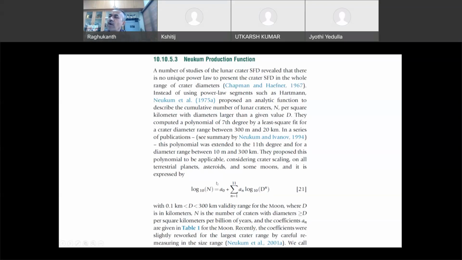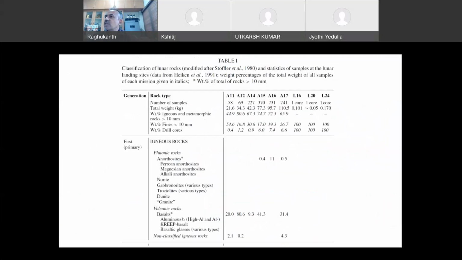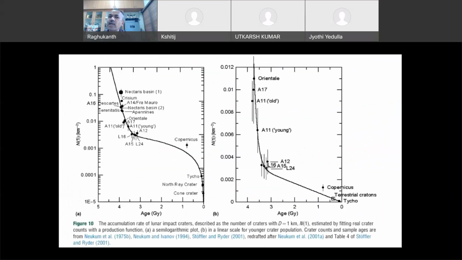So what these people have done is this constant A naught is linked to the age. They have linked it with the age of these rocks itself. They identified the absolute age. So the age here, this is N of 1. N of 1 means, you substitute 1 in Newcomb's production function, then it becomes A naught itself. So this is how it happens.